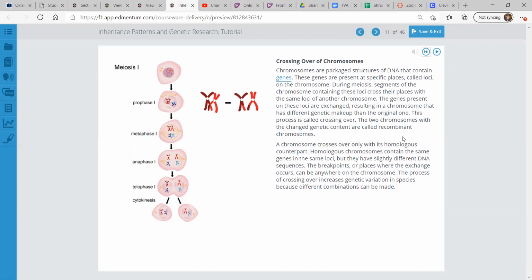A chromosome crosses over only with its homologous counterpart. Homologous chromosomes contain the same genes in the same loci, but they have slightly different DNA sequences. The breakpoints, or places where the exchange occurs, can be anywhere on the chromosome. The process of crossing over increases genetic variation in species because different combinations can be made.